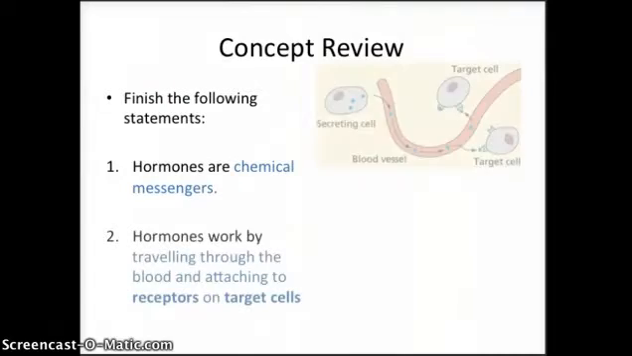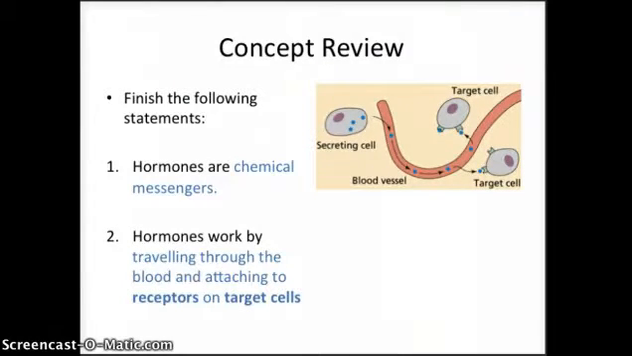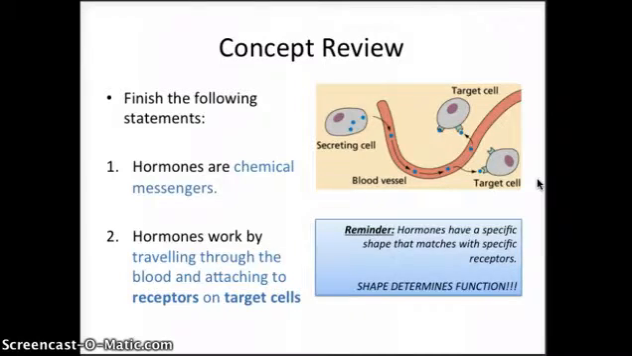Hormones work by traveling through the blood and attaching to receptors on target cells. Remember that the hormones are going to fit the shape of the receptors on the target cells. Hormones have a specific shape that matches with specific receptors. Remember, shape determines function.